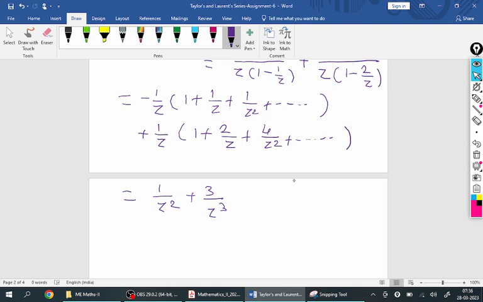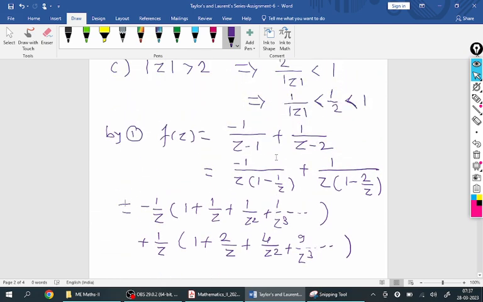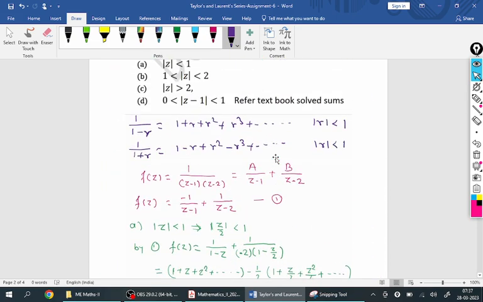You will observe this is 1 by z cube minus 1 by z raised to 4 will be there. Minus this is 1 upon z cube will be there, and here 9 by z cube will be there. So this z raised to 4 will come, 9 by z raised to 4 minus 1 by z raised to 4, so 8 by z raised to 4, and so on. So that is the required Laurent series for the third bit, where the region is mod z greater than 2.